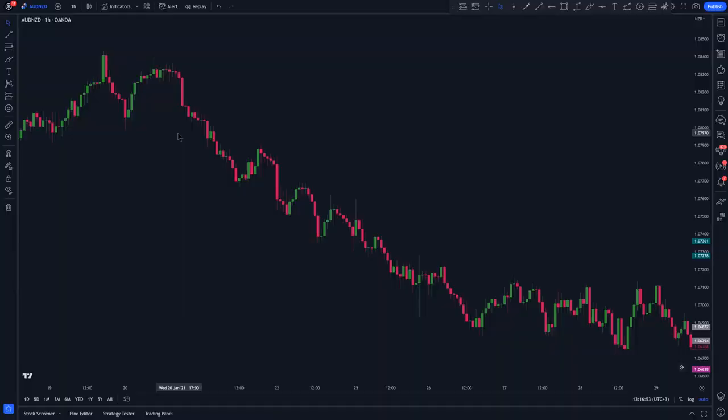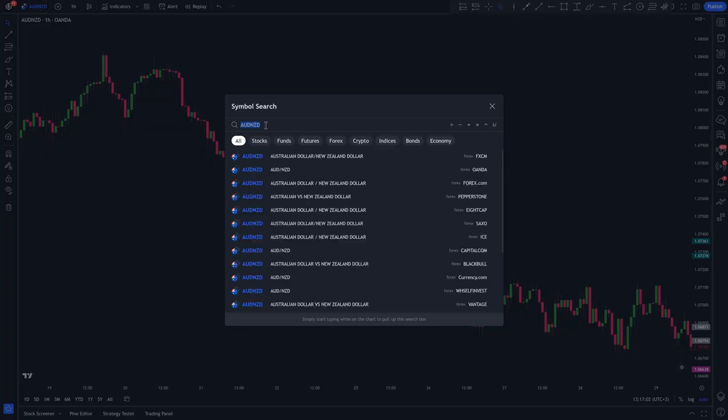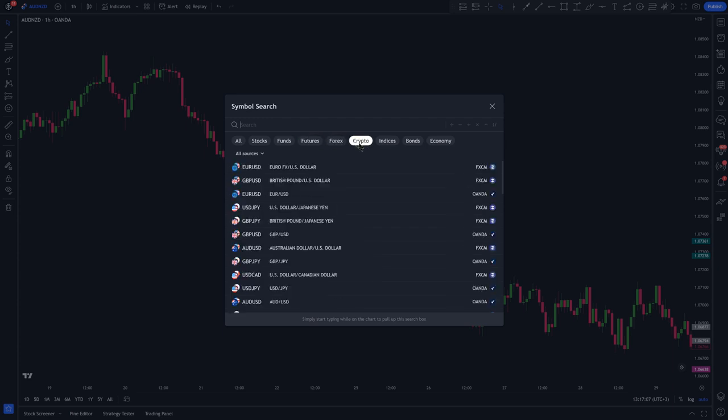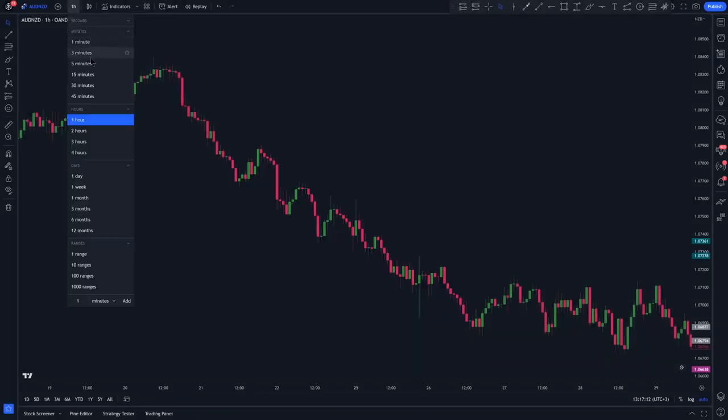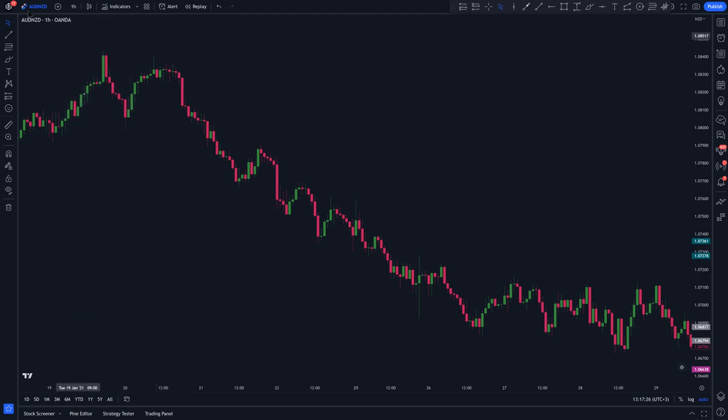How does it work? First things first, get on TradingView and load any forex pair or trading security that you like. And for the time frame, you can also do whatever time frame that you like to trade, because this strategy will work on any time frame. For me, I'm going to be using the NZD CAD on the 1-hour time frame.